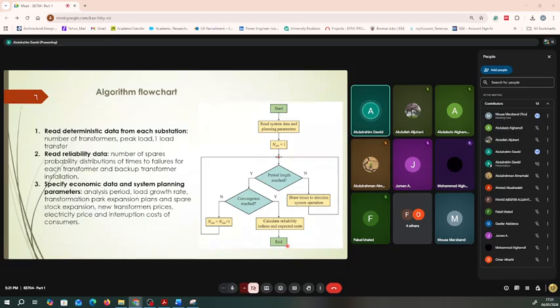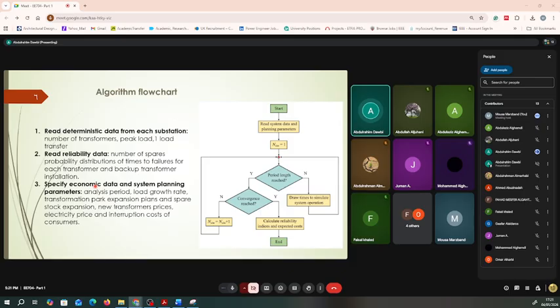Algorithm flow chart. This is the algorithm. Start and then read system data and planning parameter, and then goes to the next step, which is nsim equals 1. I will read the steps. The first, read deterministic data from each substation, number of transformers, peak load, and load transfer. Read reliability data, number of spares, probability distribution of times to failure for each transformer and backup transformer installation.